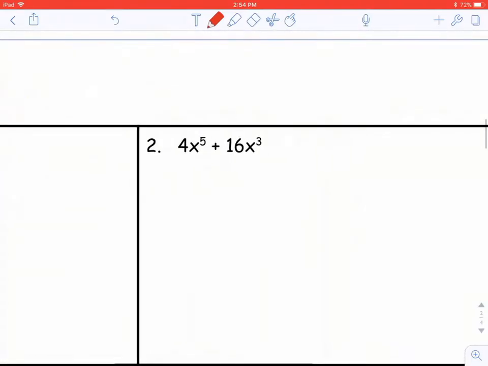Let's look at example 2. We're given 4x to the 5th plus 16x cubed. So think of things like, what would multiply to give you 4? So you have 1 times 4 and 2 times 2. And then think of things that give you 16. So we have 1 times 16, 2 times 8, 4 times 4.